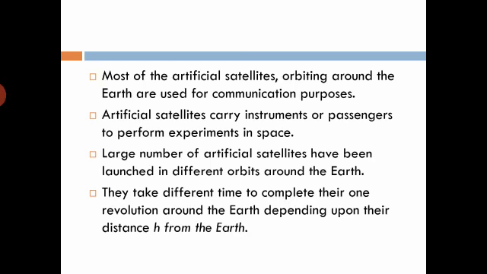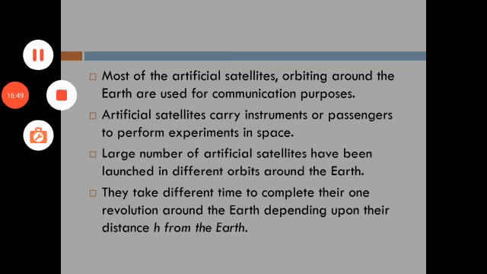We know that a satellite which is close to the Earth will complete its orbit in less time because the height from the Earth is small. But if the artificial satellite orbit is far from the Earth, then the satellite takes more time to complete its revolution around the Earth. The speed of every satellite is also different.